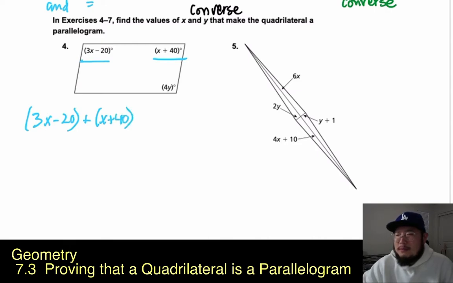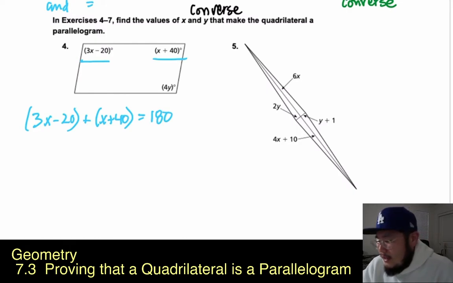And since they're supplementary, it's equal to 180 degrees. So now we can go ahead and solve for x. We'll simplify, combine like terms. So I got 4x. Let's see, negative 20 plus 40, we have ourselves plus 20.